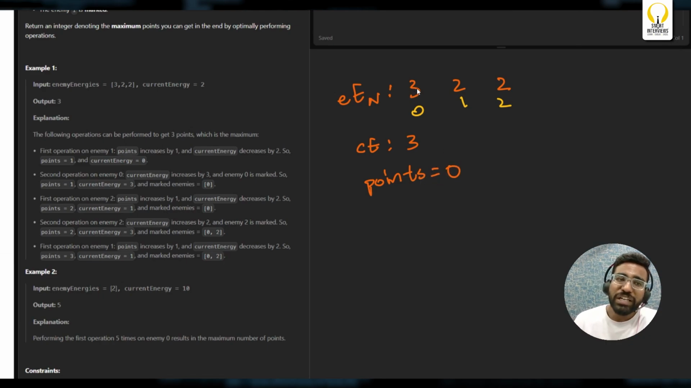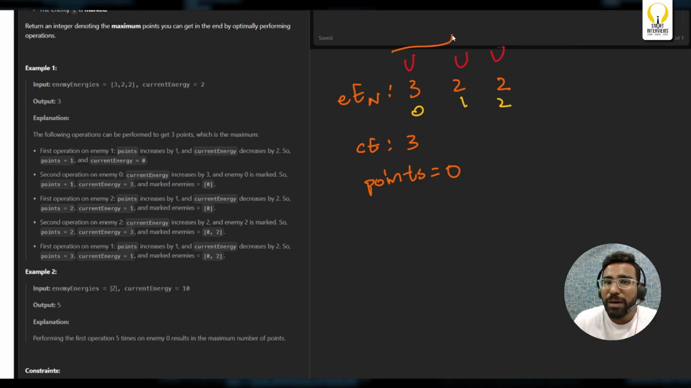Also, all the array elements are unmarked. So simply what you can do is pick an element, then subtract it from current energy. Now what will you pick? Firstly, what operations can we apply? Can we apply the first operation? What's the first operation?